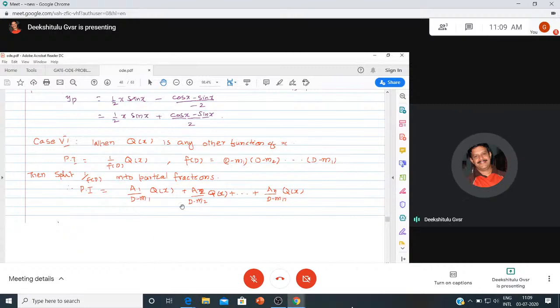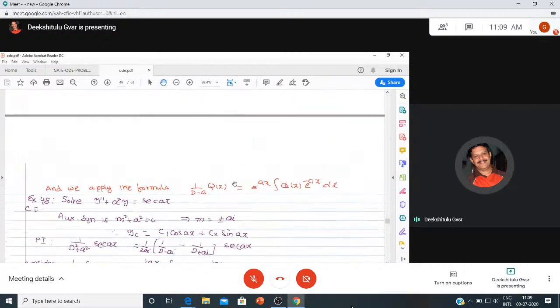The advantage here is, once you apply this, we know that 1 by (D minus a) of Q(x) is equal to e power ax into the integral of Q(x) e power minus ax. This is the first formula that we have studied in particular integrals.